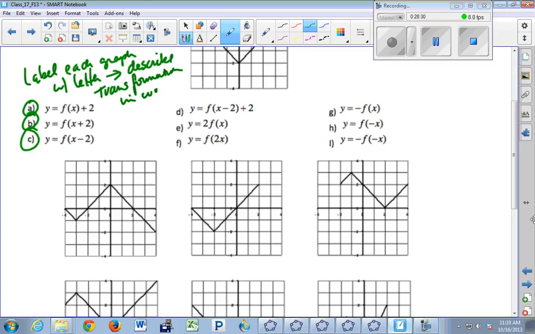And when you think you have that done, you can call me over, and once one person on the table has it correct, then you can use each other as little answer keys, okay?